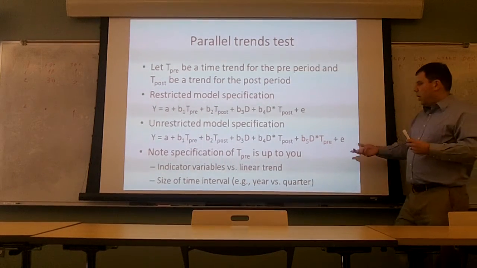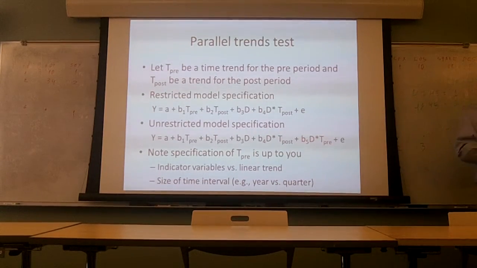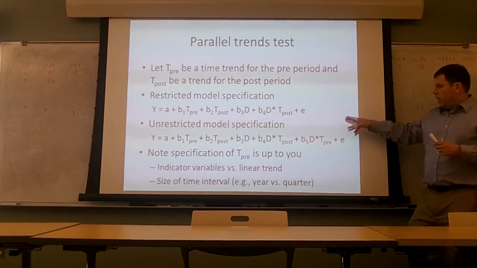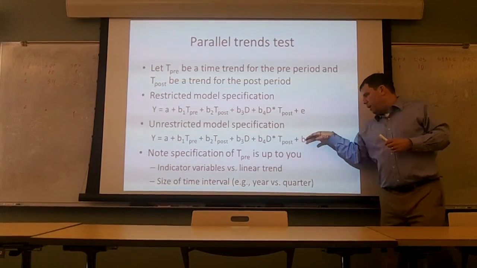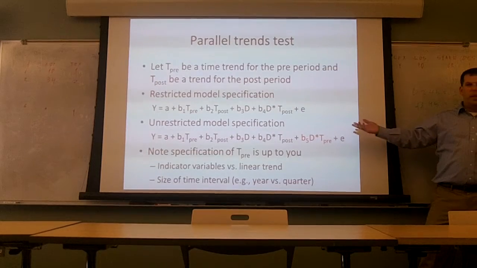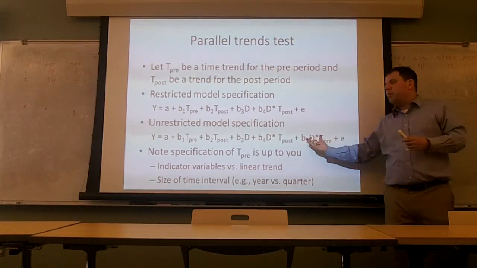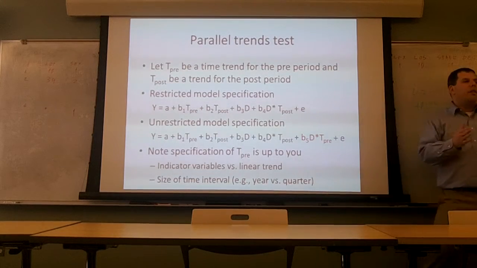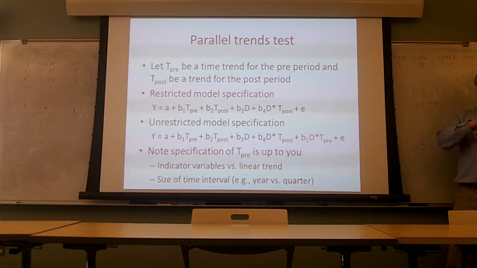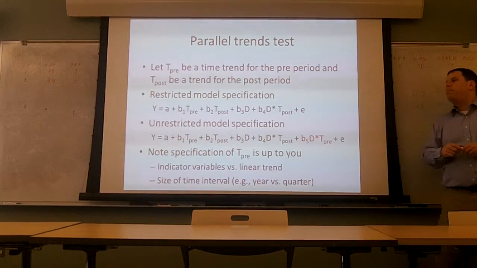So I'm not proposing that you go fish around and find the version of the test that gives you the answer that the lines are parallel in the pre-period. But I am saying that you need to look at the data and have some sense of what it is you're going after, what the right level of time aggregation is, and how you might want to specify the form of the pre-period trend.